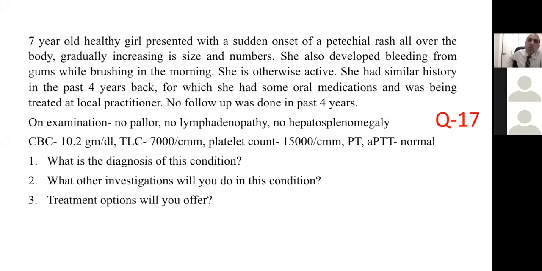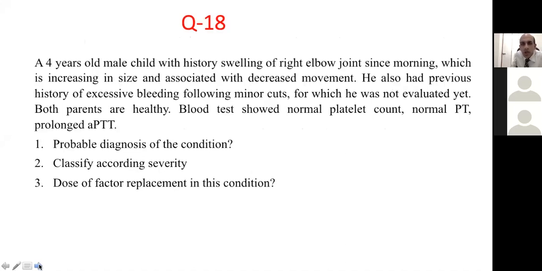But if they have mucosal bleeding, and if they have a lot of mucosal bleeding, usually you would like to offer some treatment. Because in the past 4 years, she was totally fine. You can just give steroids, maybe IVIG. But if the disease is chronic, we have already discussed the options for chronic ITP.